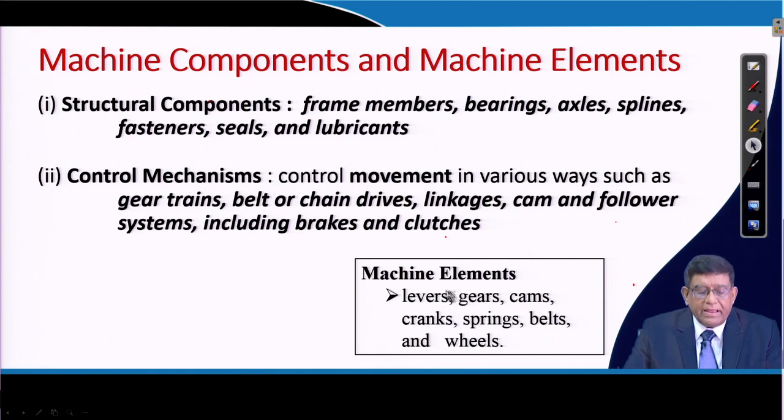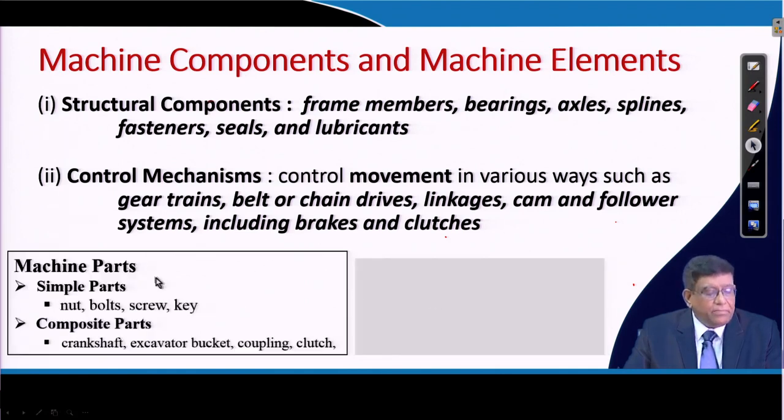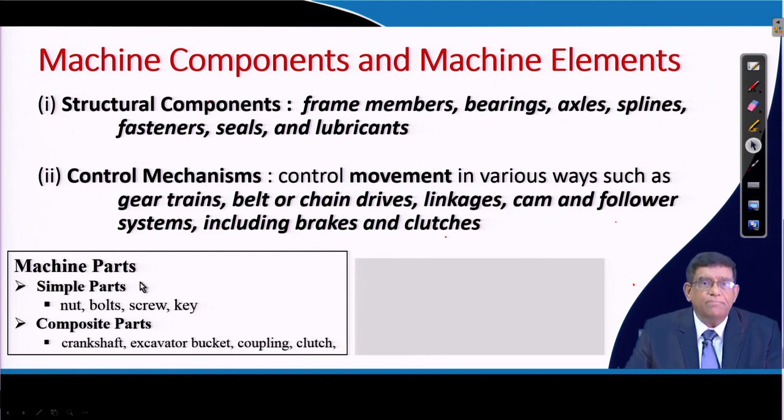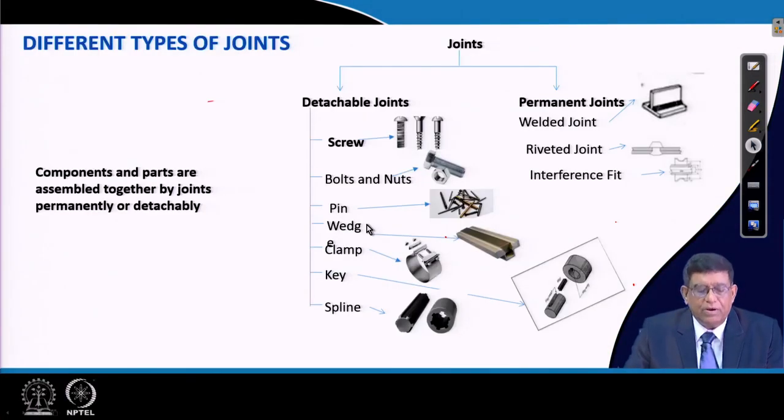Now, in machine elements there are levers, gears, cams, cranks, springs, belts and wheels, which you study in your second year mechanical engineering papers. These elements are taught, and then machine parts you need to know. In your engineering drawing class, you might have drawn nuts, bolts, screws, keys, and then some main components of basic parts like the crankshaft, excavator bucket, coupling, and clutch. These are some of the basic components. Depending on the specific machinery, you will have to learn.